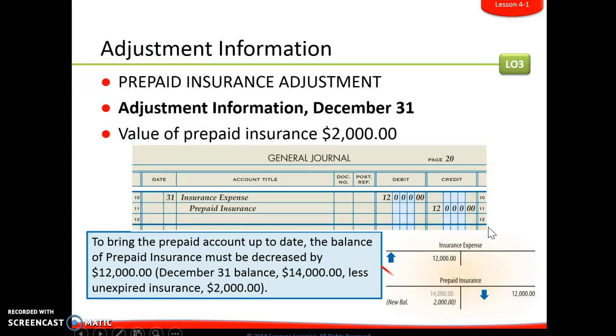Next one is for our insurance, so we're going to do the same thing. Our insurance balance was $14,000. We are estimating that we have $2,000 left, so we're going to find the difference between that. That will be our $12,000. So we'll debit insurance expense for $12,000, and we'll credit prepaid insurance for $12,000.